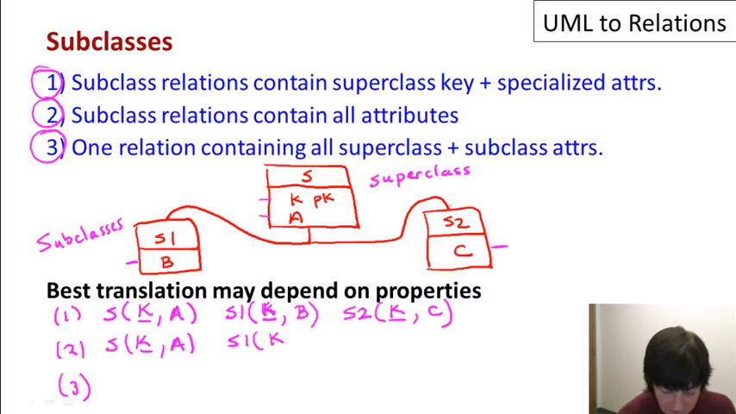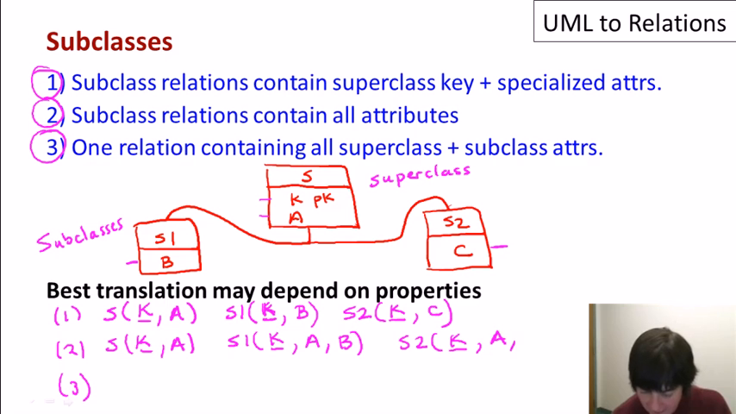So they'll have the key attribute from the superclass. They'll also have attribute A and attribute B. And then S2 will similarly have K, and then A, and then C. So in this case, what we can see is that when we have an object that's in a subclass, all of its information will be in its subclass relation, and the superclass will only be used for objects that are in the superclass but not in any of the subclasses.